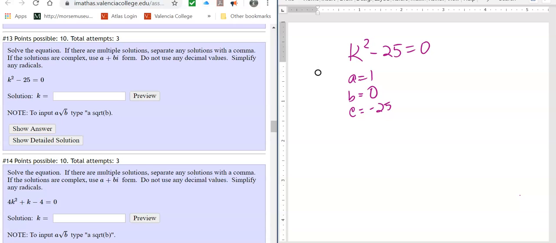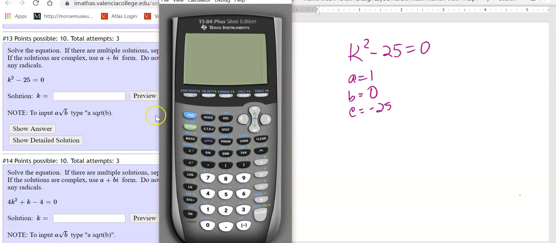And then last but not least, let me just demonstrate one more time. If you want to use the calculator, here we go. So you say y equals, you type in x, we don't have a k, squared minus 25, it has to be equal to 0. Then you say second trace, and then 5, and then enter, enter, enter.